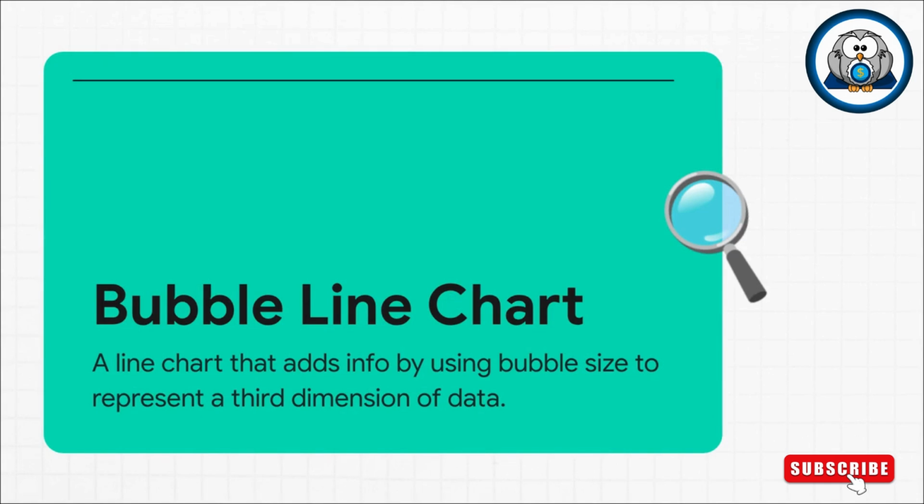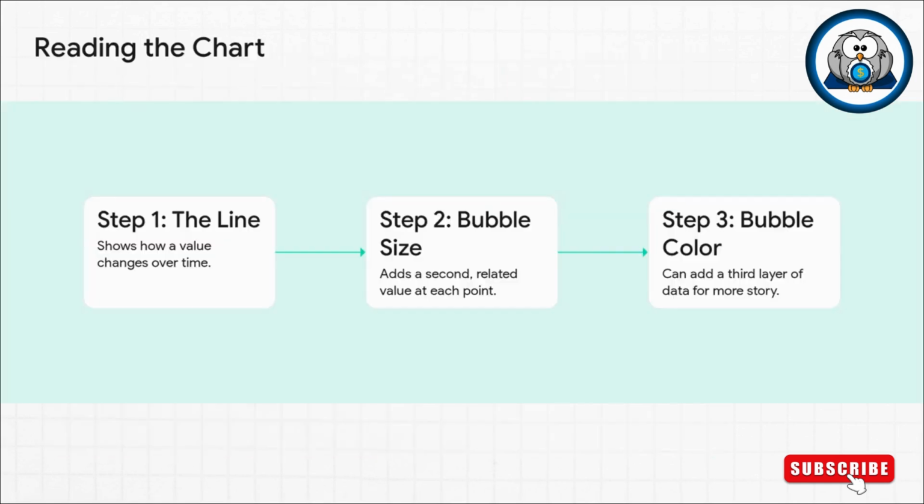It starts as a normal line chart, which is great for showing change over time. But then it adds this extra layer of information by using the size of the bubbles to represent a whole third dimension of data. I know it might look a little complex at first, but it's really easy to read if you just break it down. Step 1. Just follow the line. That's your main value changing over time. Step 2. Look at the size of the bubbles. That's a whole second story being told at each point in time. And you can even add a third layer by using color. It's like getting 3 charts in one.